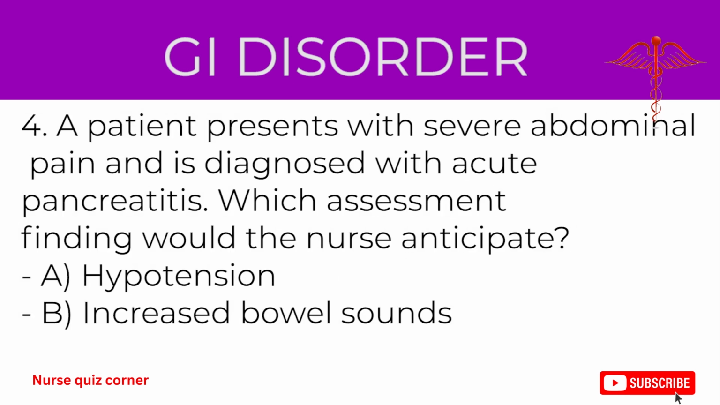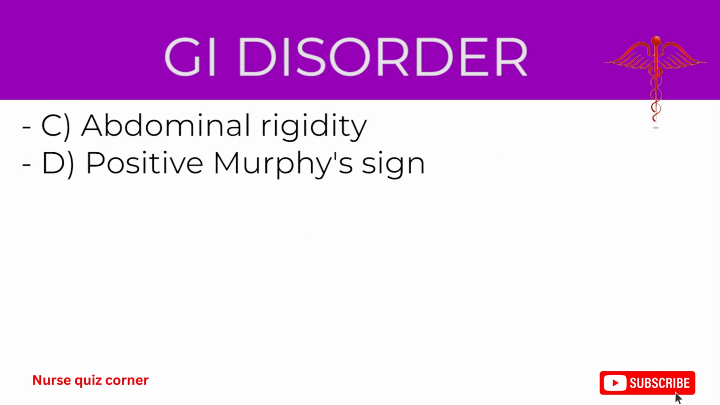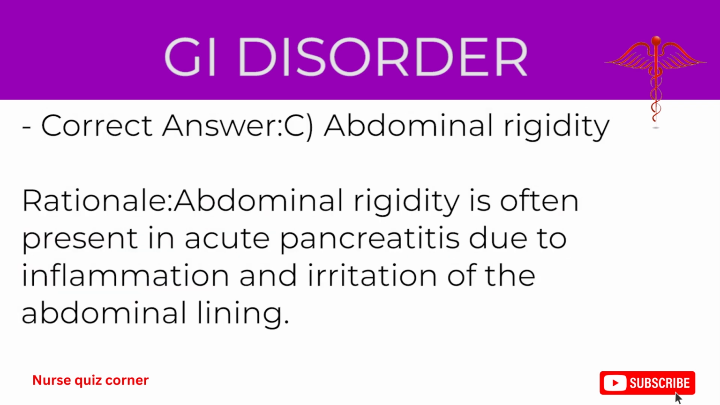4. A patient presents with severe abdominal pain and is diagnosed with acute pancreatitis. Which assessment finding would the nurse anticipate? A. Hypotension. B. Increased bowel sounds. C. Abdominal rigidity. D. Positive Murphy's sign. Correct answer C. Abdominal rigidity. Rationale: abdominal rigidity is often present in acute pancreatitis due to inflammation and irritation of the abdominal lining.